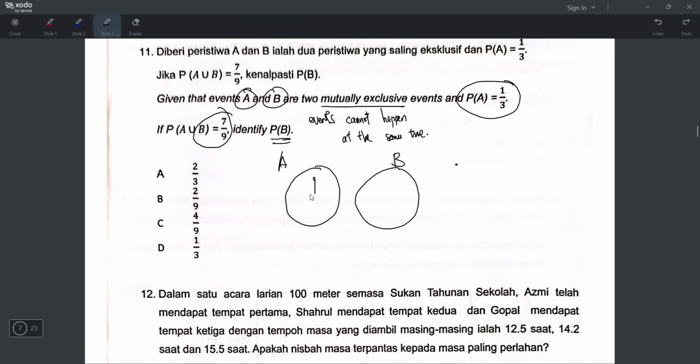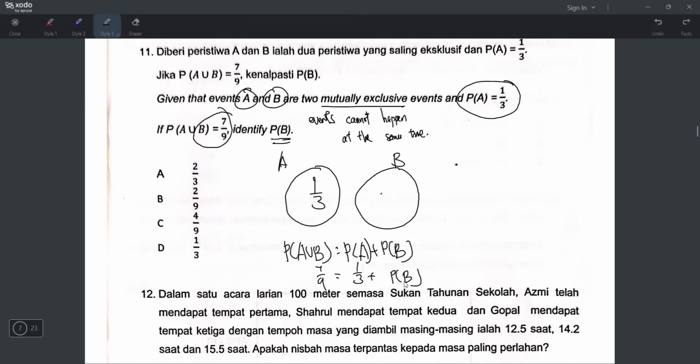So the probability of A is 1/3, and then the probability of A union B is 7/9. So you all know probability of A union B comes from where? It comes from probability of A plus probability of B, because A union B means A and B gabung, ambil semua, right? But since there's no intersection, you just take the probability of A, which is 1/3, plus probability of B.